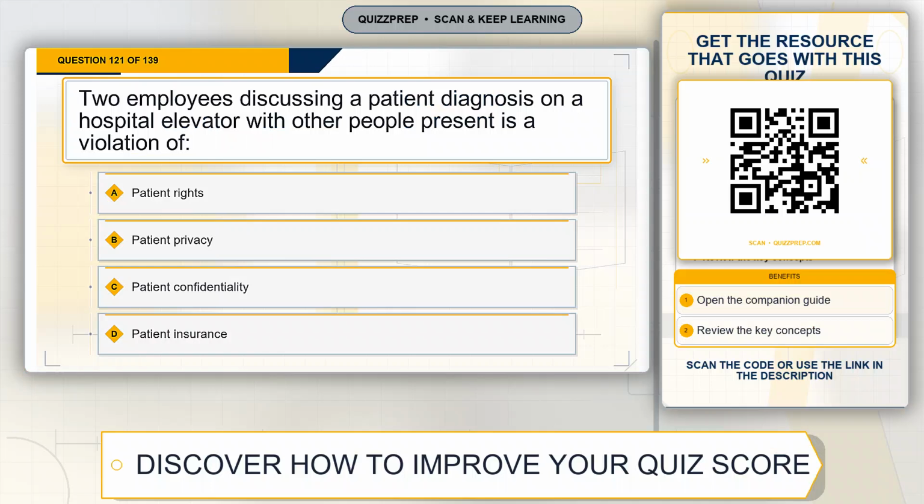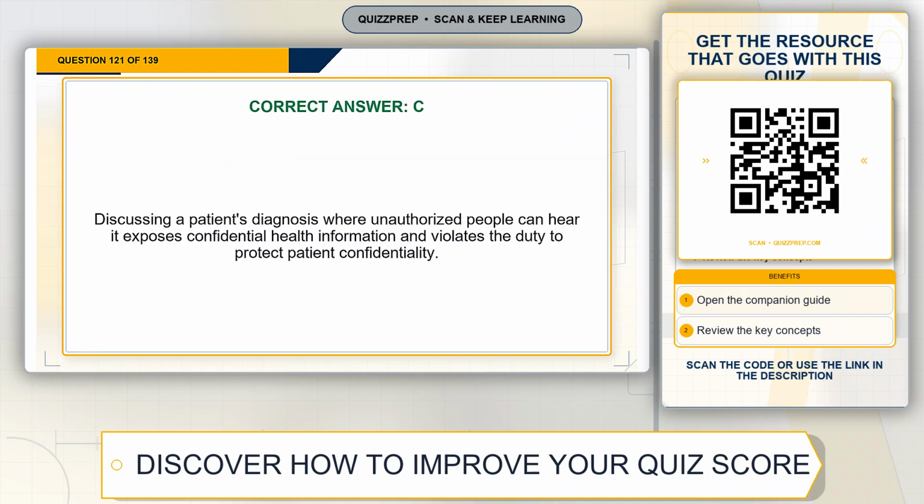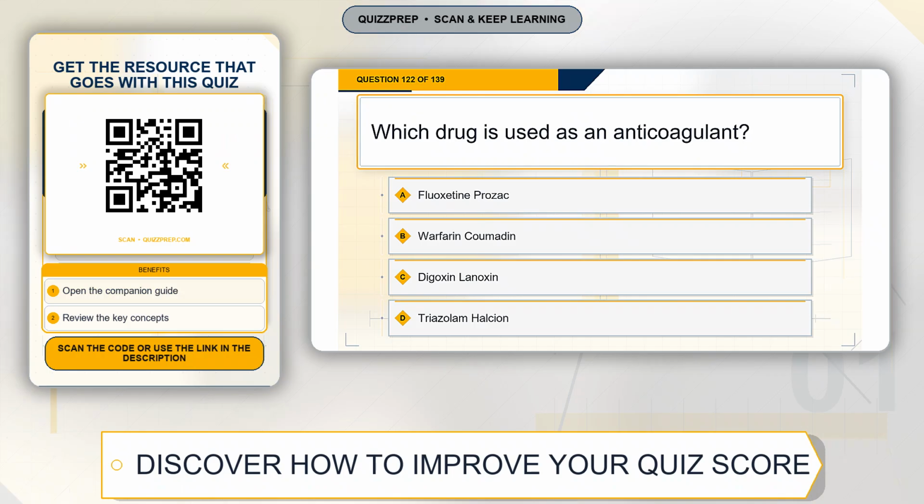Question 121. Two employees discussing a patient diagnosis on a hospital elevator with other people present is a violation of Option A, patient rights. Option B, patient privacy. Option C, patient confidentiality. Option D, patient insurance. The correct answer is option C, patient confidentiality. Explanation. Discussing a patient's diagnosis where unauthorized people can hear it exposes confidential health information and violates the duty to protect patient confidentiality.